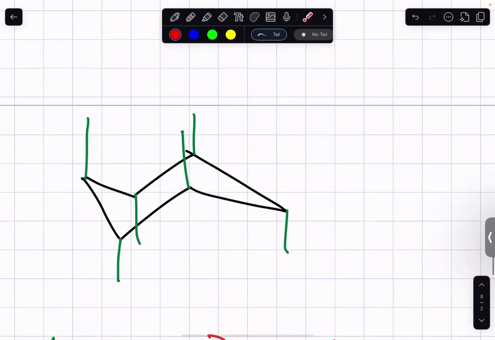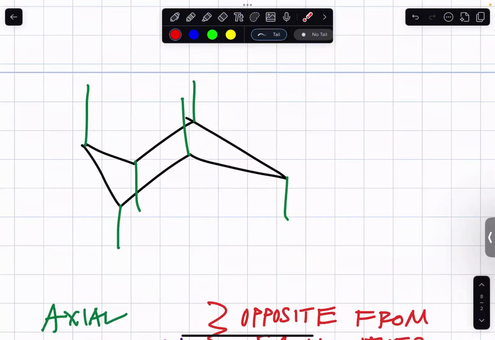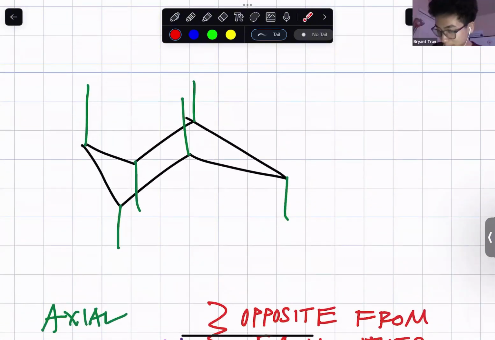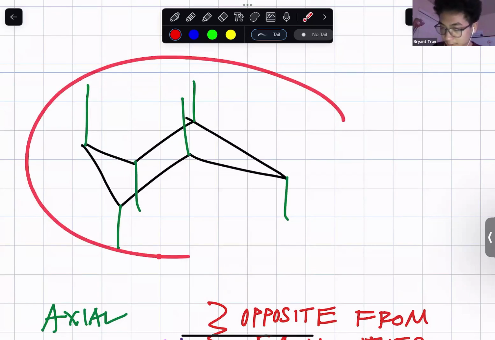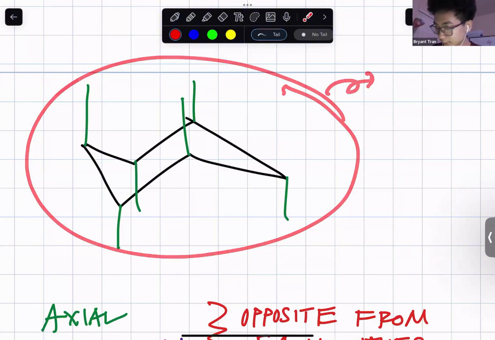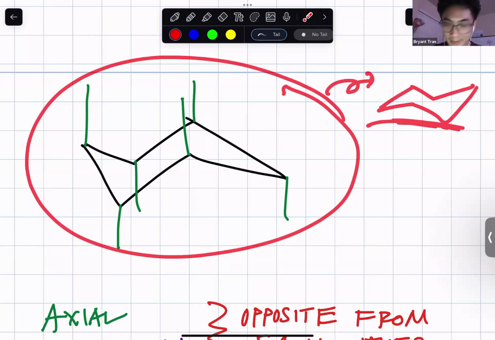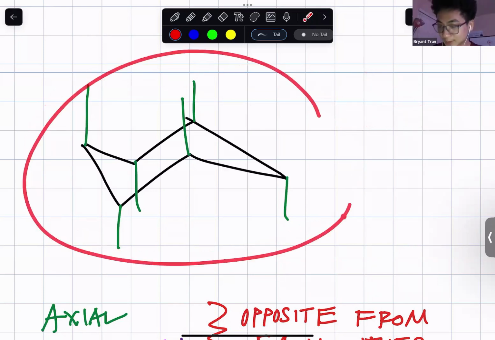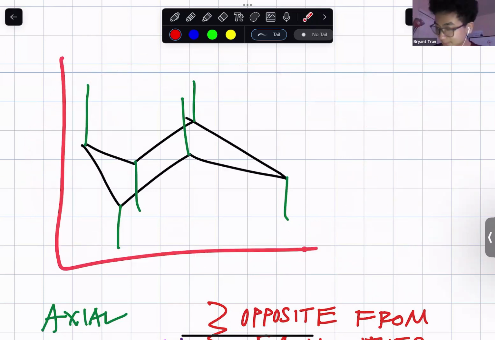But how do we know when they would go up or down? We know this is going to go up or down because this is always going to be fixed like that. We cannot change that. You would have to worry more about which groups go up and which go down if you do chair flips, like if you flip this to the other chair. But we won't do that in this carbohydrate chapter. I'm just showing you what you need to know for carbohydrates. It's always going to be like this for this chair.